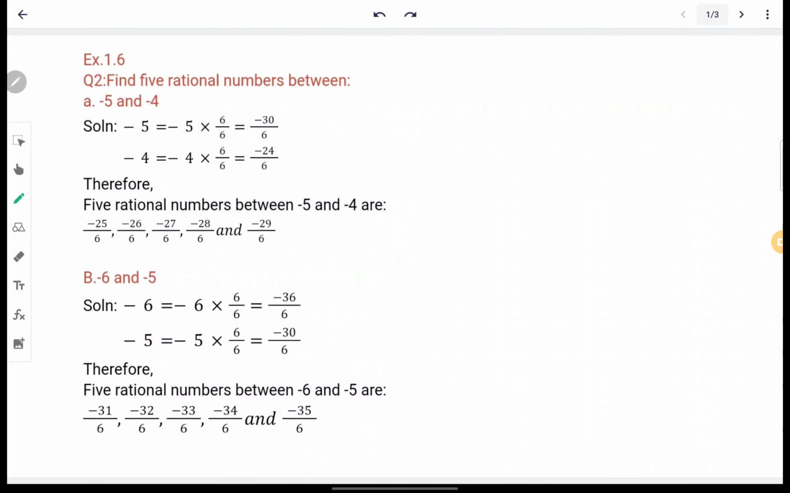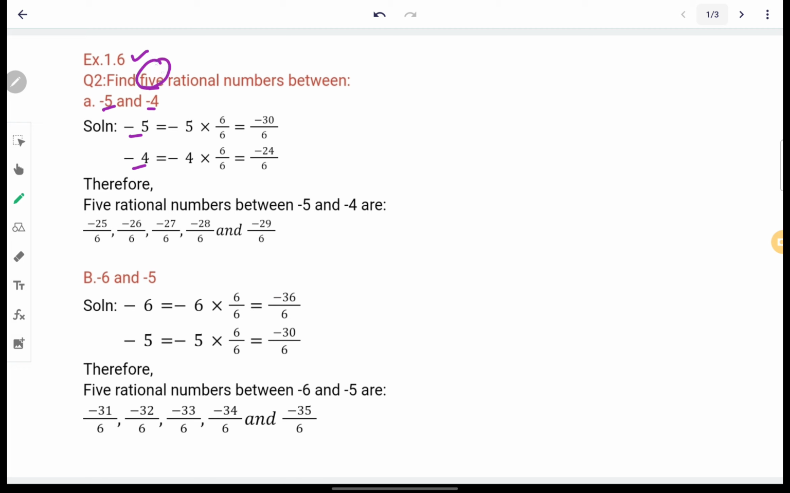All right, continuing with exercise 1.6, question number 2. Find 5 rational numbers between -5 and -4. Okay, so the first thing you have to do is write down both the rational numbers -5 and -4. Now, the other thing that you have to remember is the question is asking us to find 5 rational numbers, right? So how do you do this?